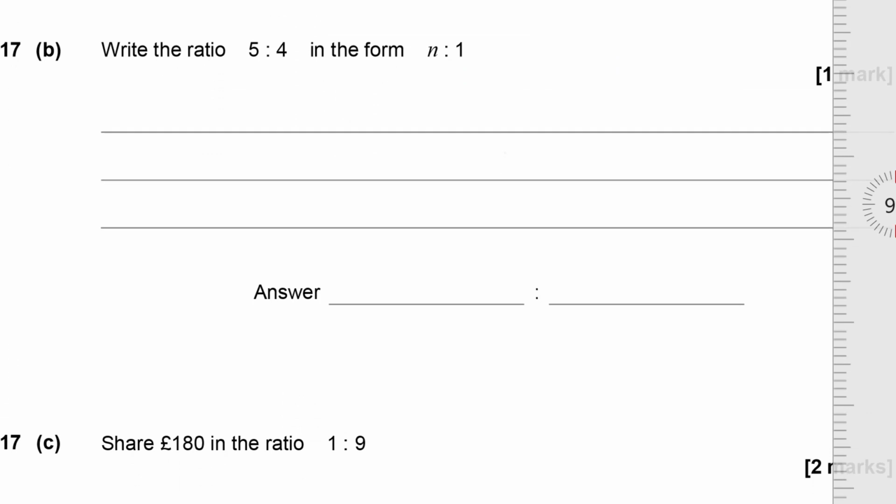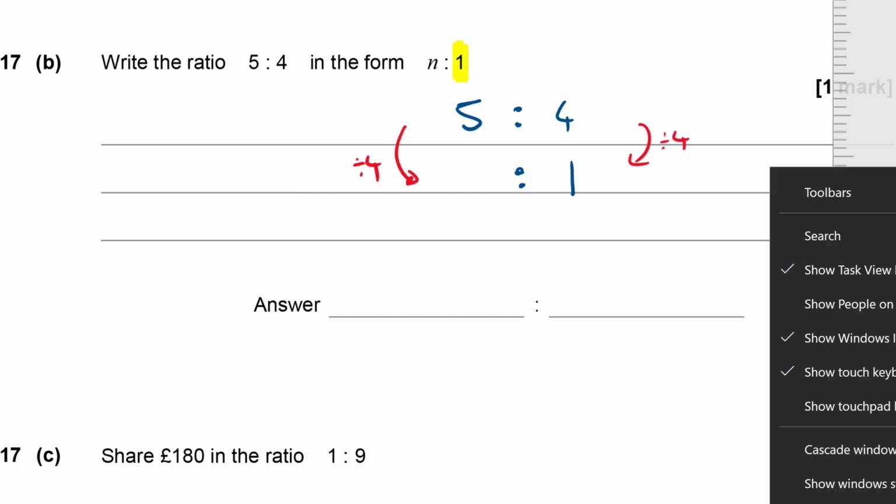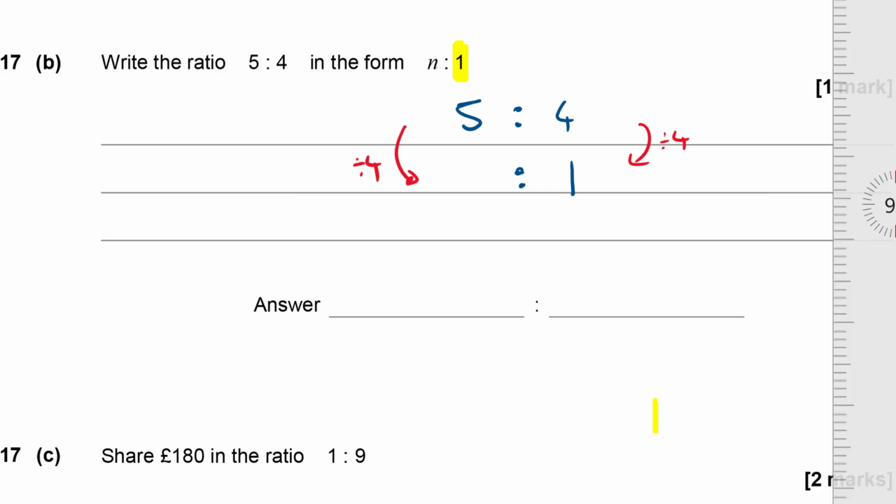Okay, now part B says write the ratio 5 to 4 in the form n to 1. Okay, in other words, I need to take this second number here and make it a 1. Now I can do that by dividing by 4. Now notice 5 doesn't divide by 4. It's not going to give me a whole number answer, but that is what I need to do. If I want to get this number here to be a 1, then I'm going to have to divide by 4. It's the only way that it can be.